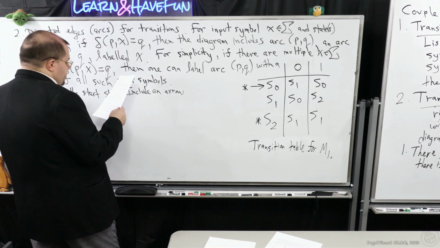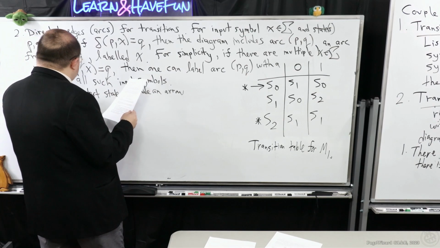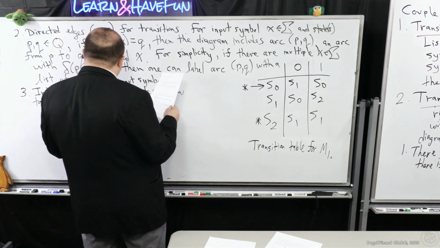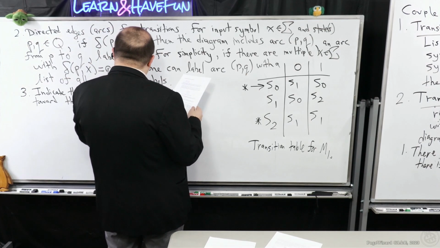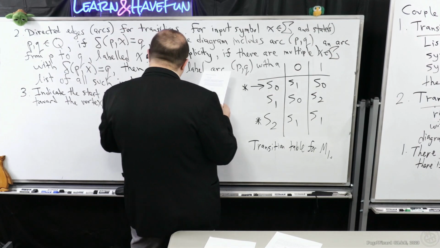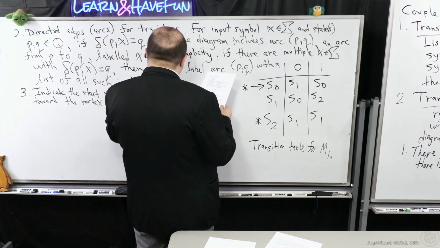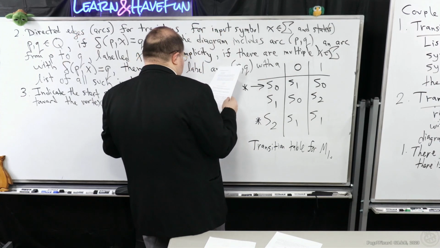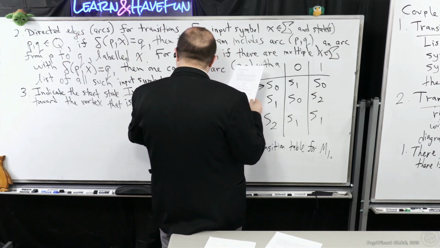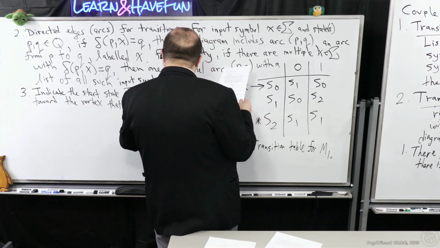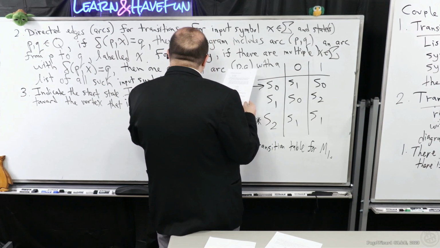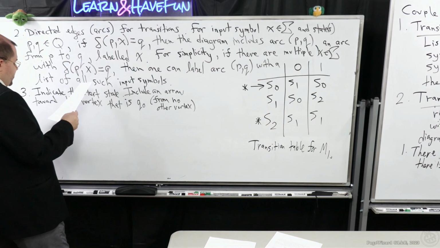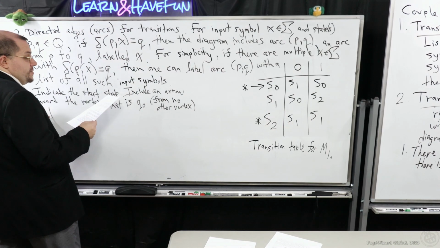Toward the vertex. That is Q0, the start state, from no other vertex. So it's just going to be some weird disjointed arrow that just points at this one, okay? You're going to see in the moment. From no other vertex. And finally, you're going to label the final states. So we're going to walk through these steps to build.